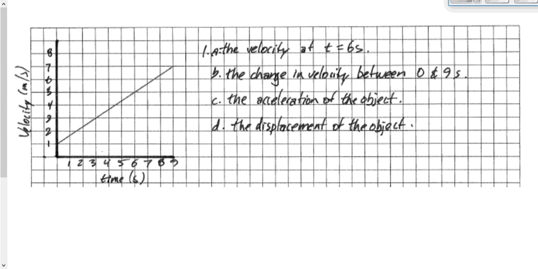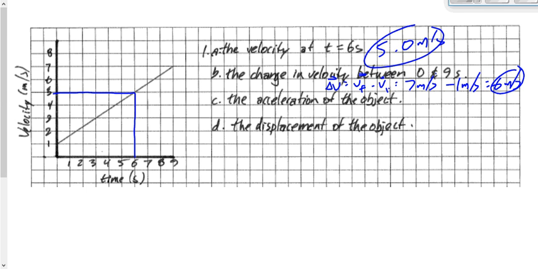All right, taking a look at number 1, it says, what's the velocity at t equals 6 seconds? At 6 seconds, you're going to go up and over. We do that. Appears to be about 5.0 meters per second. Okay, easy enough. Second one, the change in velocity between 0 and 9 seconds. We're going to do the final velocity minus the initial velocity. VF minus VI. VF is, what, 5 meters per second? No, it's not. In 9 seconds, it appears to be up and over 7 meters per second, and VI is 1 meter per second. So we're going to say that's 6 meters per second.